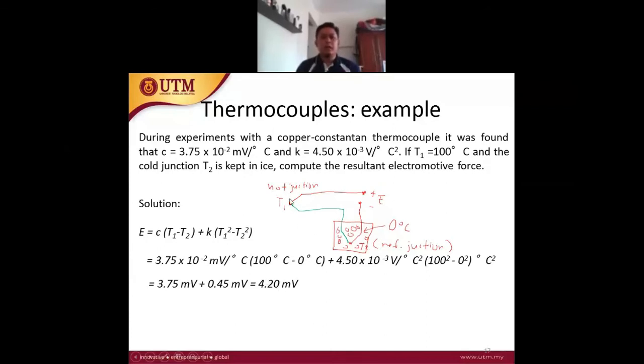So we just quickly apply the equation. This is K, this is C, this is T1, this is T2, and this is K, this is T1 squared, and this is T2 squared. So we get this output, the EMF for this question.